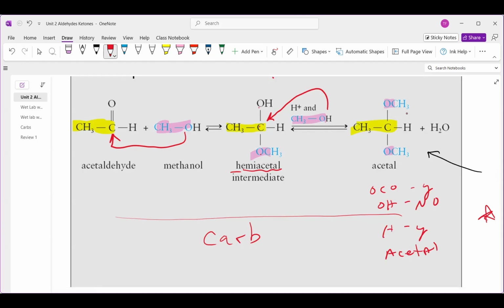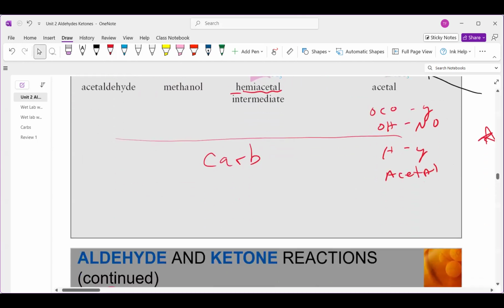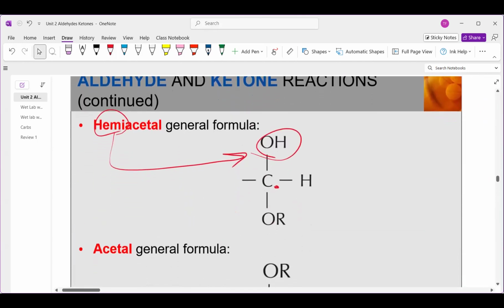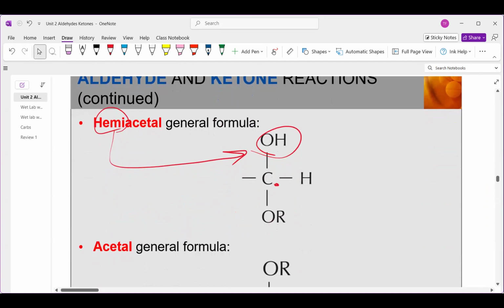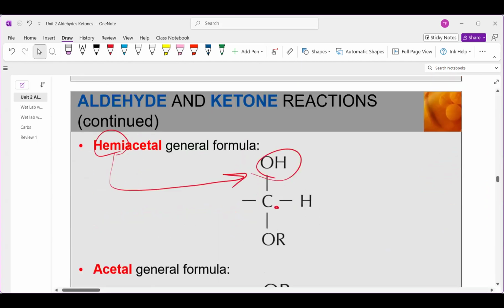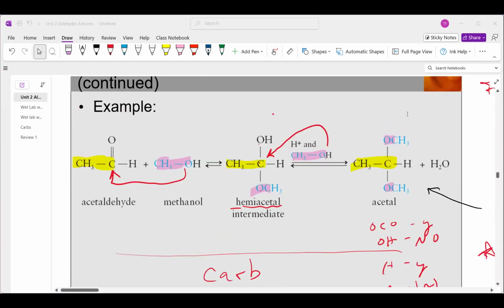We do the same thing with a ketone. You should always identify the anomeric carbon. Really helps. That's the whole center of the reaction.